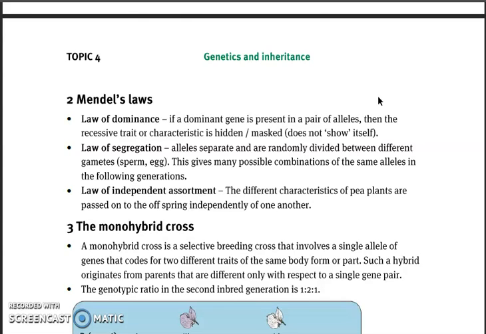This is important, because they sometimes ask this in exams, who's the father of genetics? Your answer is always going to be Mendel. So Mendel came up with 3 different genetic laws.